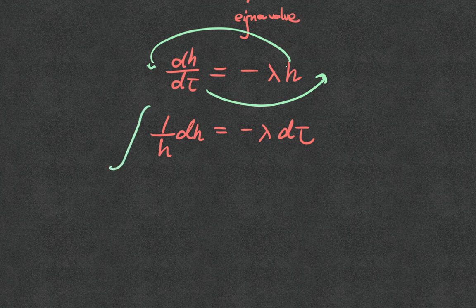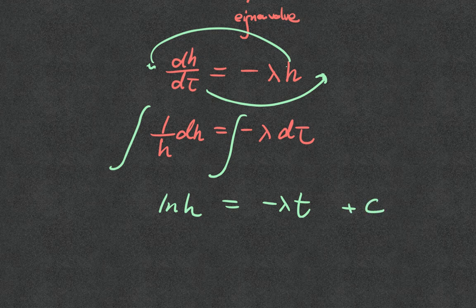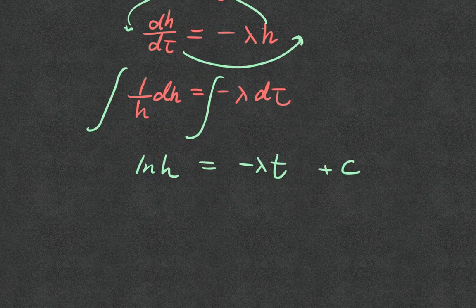Because I can integrate both sides, and then if I take the integrations, what would I get? What is the integration of 1 divided by h? That would be the natural log of h, right? What is the integration of a constant? That would be simply minus lambda t, and then plus a constant c, because I don't restrict the range. In principle a constant can move the equation around, and if I take a derivative, that constant vanishes. So I don't know what c is.